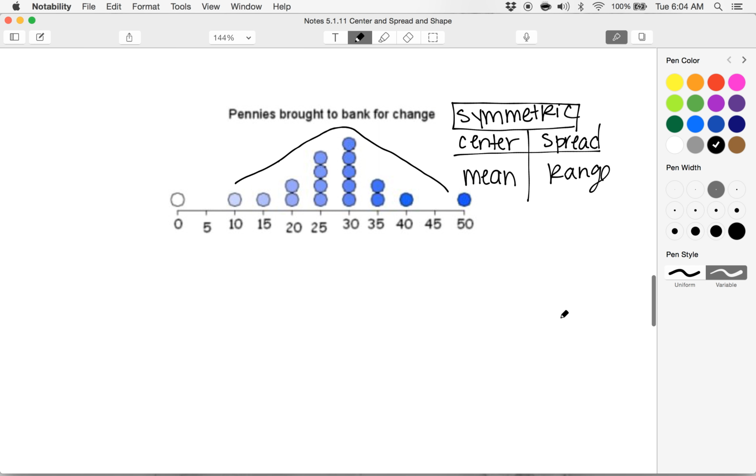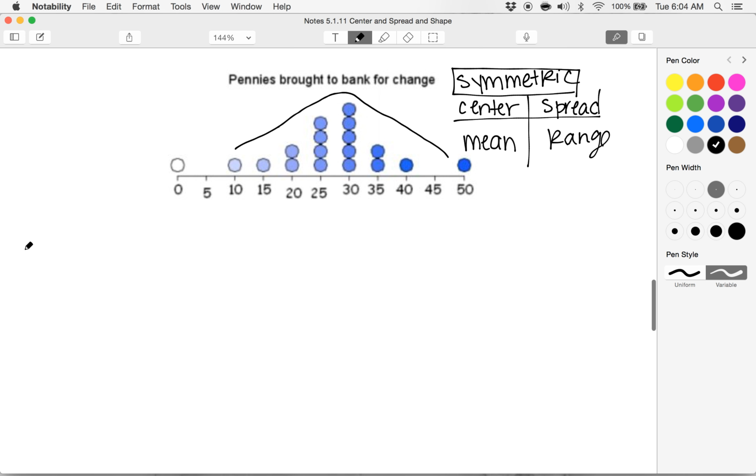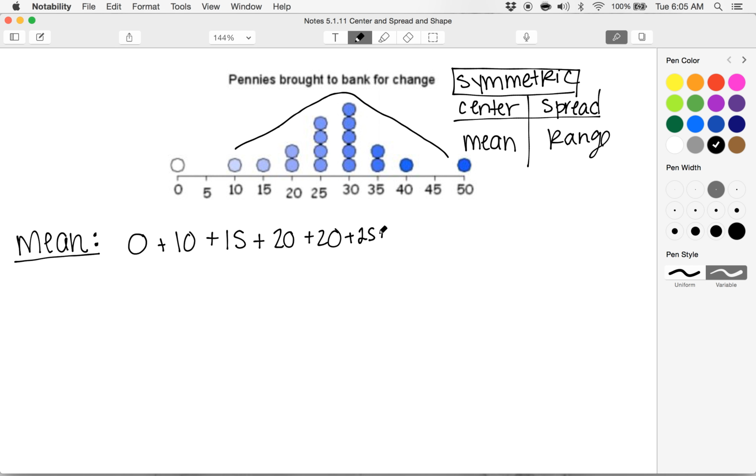All right, so let's find my center first. I need to get my mean. All right, for this, every single one of these dots represents a number. So I have 0 plus 10 plus 15 plus, oh, I have two 20s, 20 plus 20. Oh, I'm going to have to write a lot smaller. 25s, there's 4 of them. 1, 2, 3, 4.